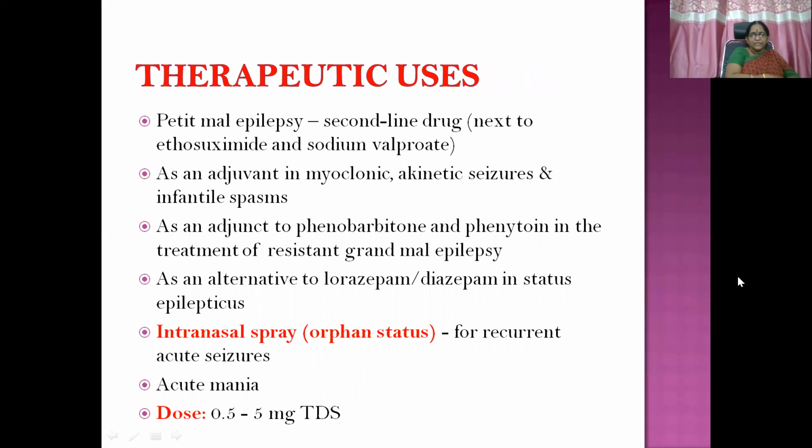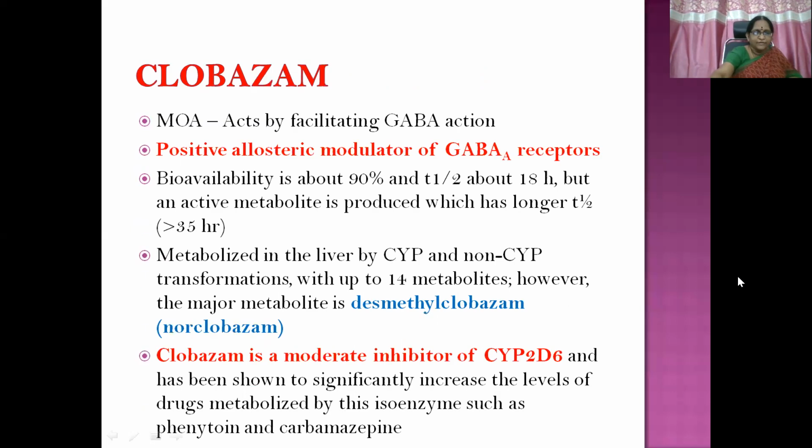Uses: petit mal epilepsy, second line drug next to ethosuximide and sodium valproate. Adjuvant in myoclonic and akinetic seizures and infantile spasms. All sorts of epilepsy we can use this clonazepam. Adjuvant of phenobarbital and phenytoin in the treatment of resistant grand mal epilepsy, alternative to lorazepam or diazepam in status epilepticus. For acute mania also we can use it. An intranasal spray has orphan status for recurrent acute seizures. For diazepam, we have rectal and intranasal administration. Clonazepam dose is 0.5 to 5 mg TDS.